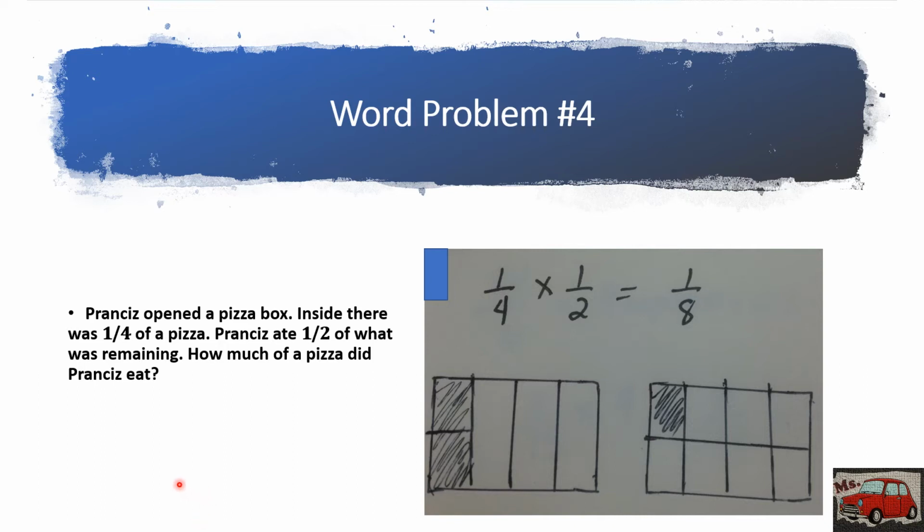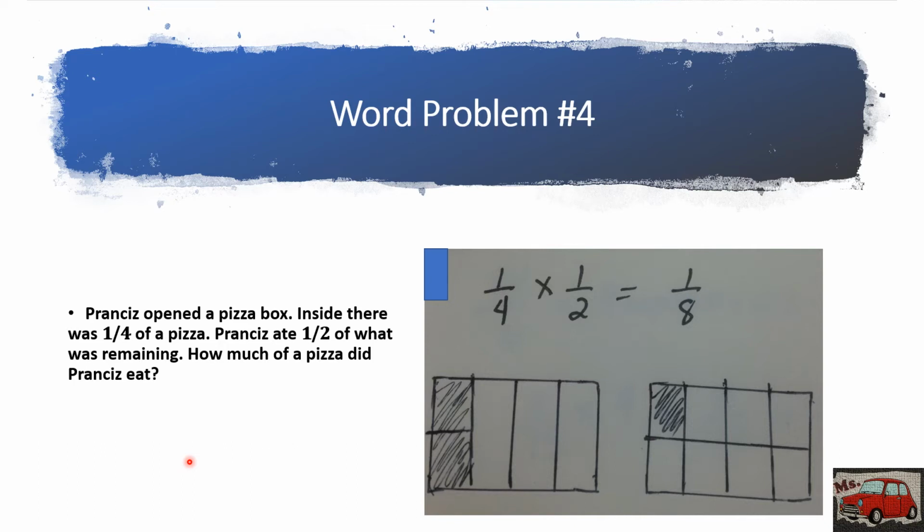Okay, so ang hinahanap is ilan yung fraction ng pizza na kinain ni Francis sa kabuuan. Okay? So sabi dito, may natira na 1/4 ng pizza and then kinain ni Francis yung kalahati nun. Alright? Pero yung hinahanap is yung fraction na kinain ni Francis sa buong pizza.